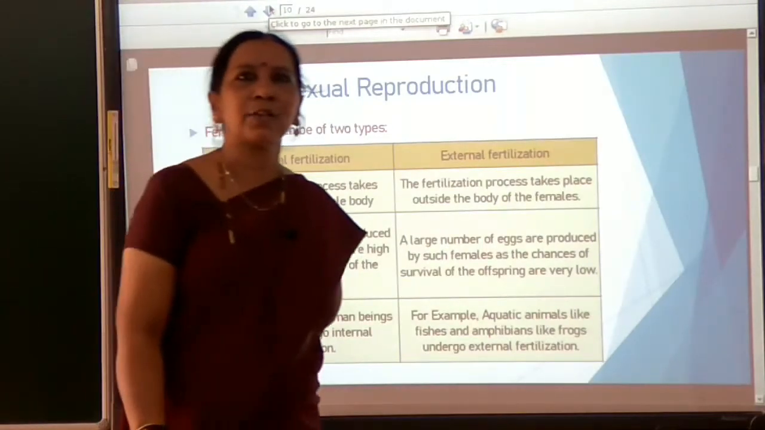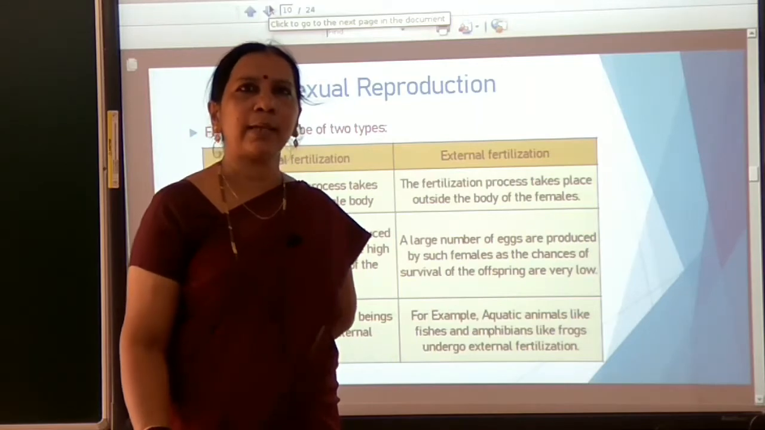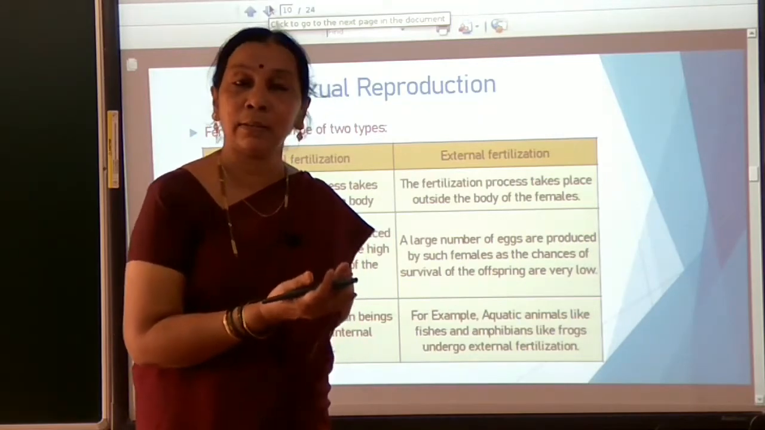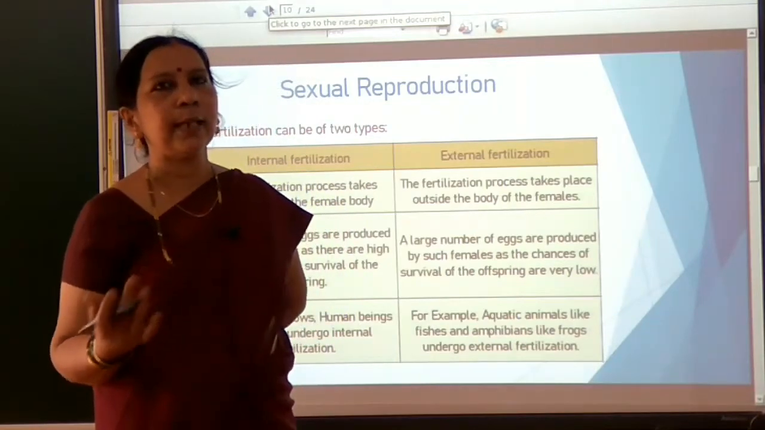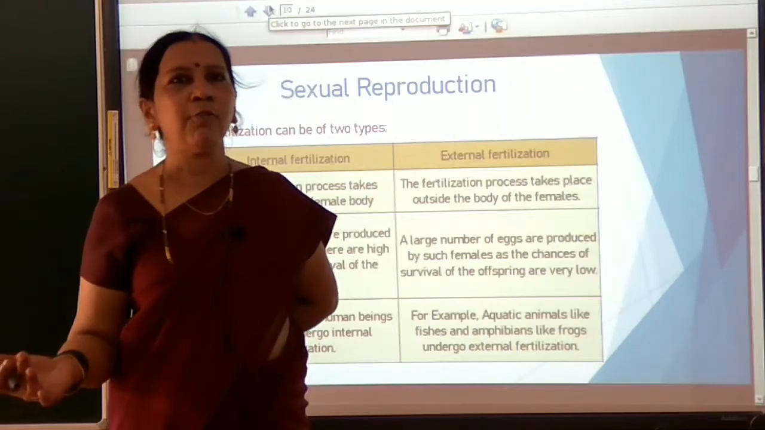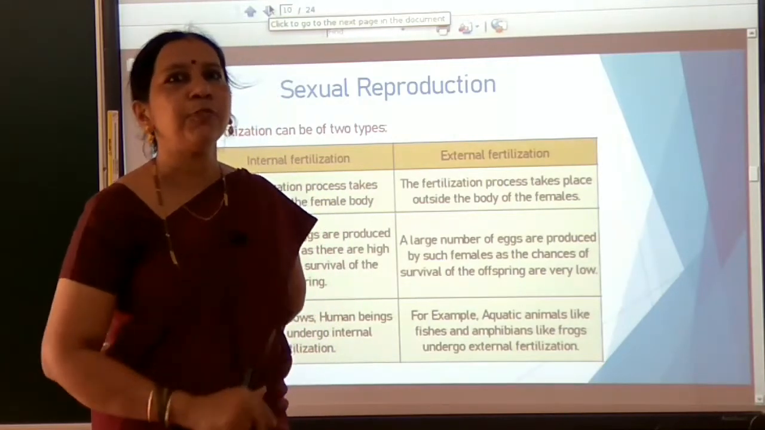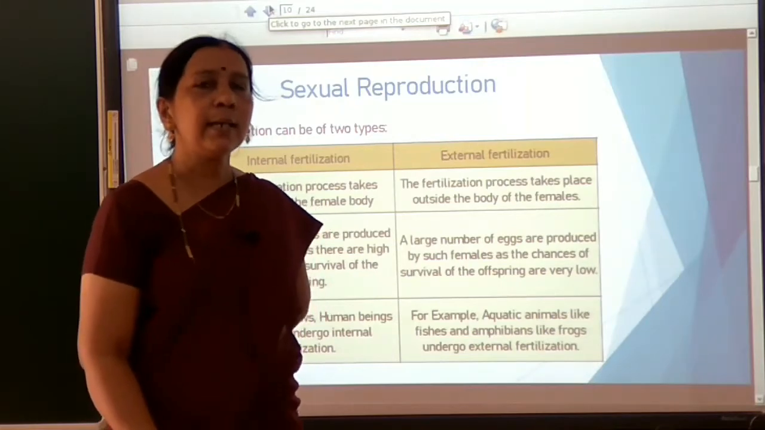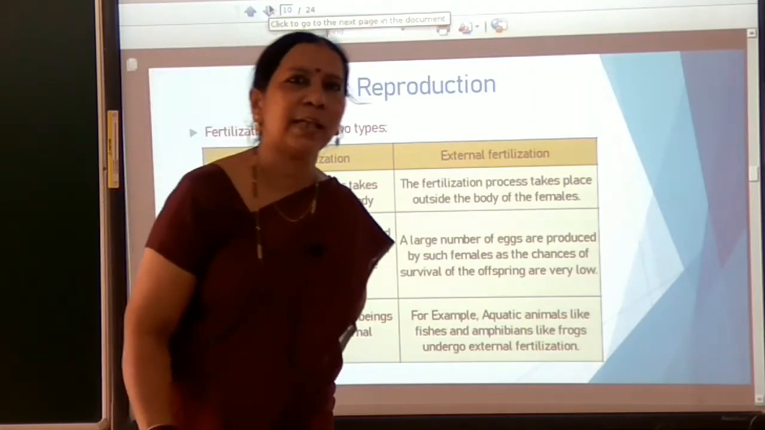Now, fertilization can be of two types. Fertilization may take place internally, inside the body of a female, or externally, outside the body of a female. Accordingly, there are two types of fertilization: internal fertilization and external fertilization.